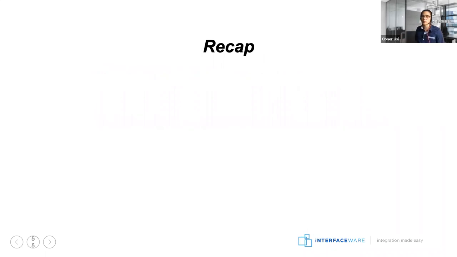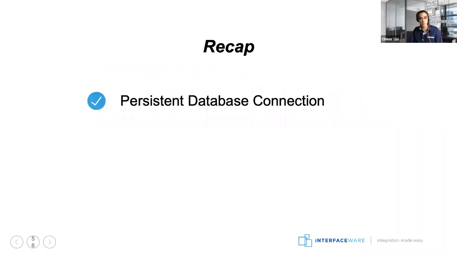So let's review what we talked about. Persistent database connections allow you to reuse single database connections rather than opening and closing a new one each time the script runs. This is important in keeping your channel stable because opening a database connection can take up to 3 seconds. And if this needs to be done for every message that comes in, your queue will get backed up.